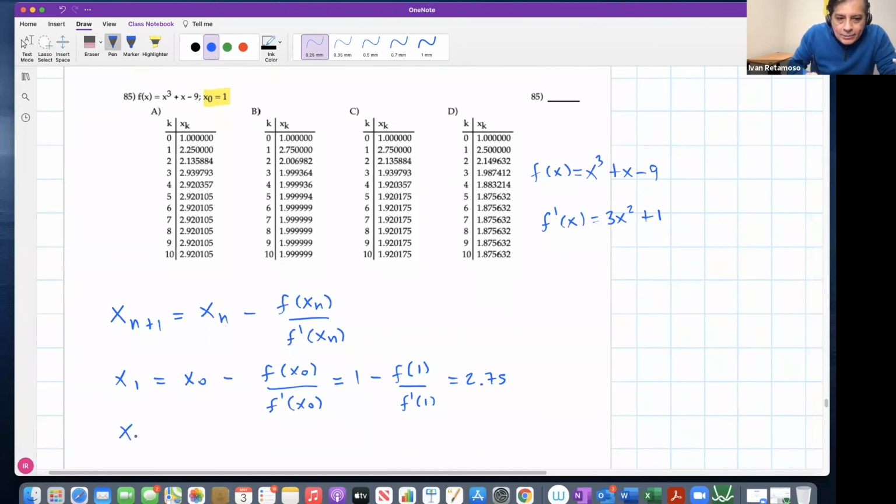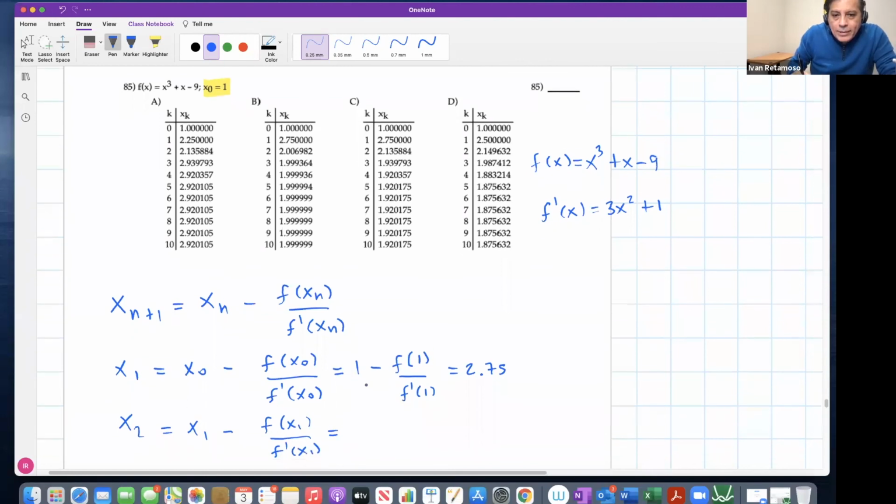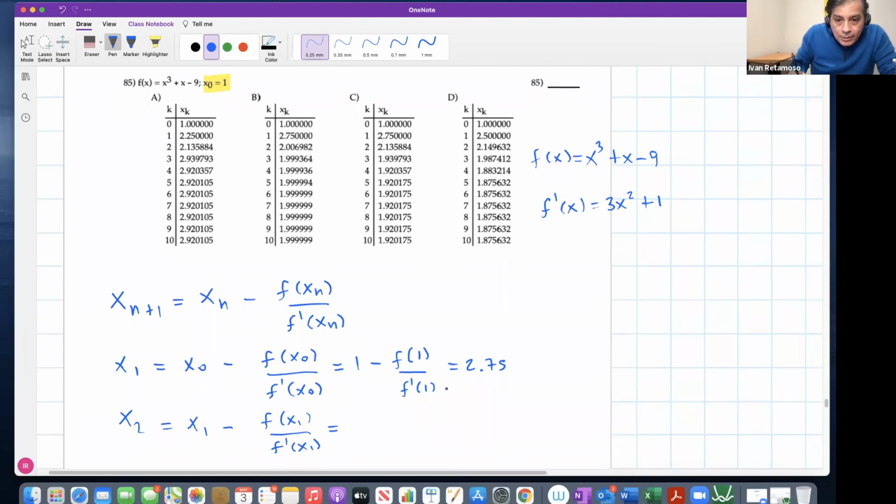So now x2 will be equal to what? x2 will be equal to x1 minus f of x1 over the derivative evaluated at x1, right? So meaning what? 2.75, which is the new value. The output becomes the input. F evaluated at 2.75, sorry, over the derivative of the function at 2.75. But what is that? Let's see.